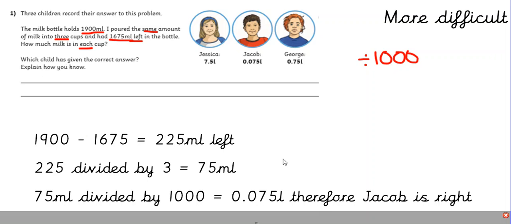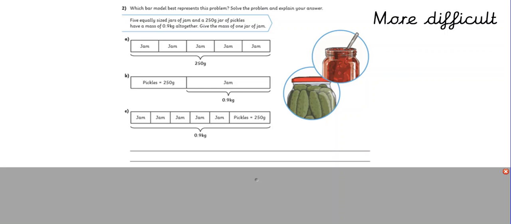And the explain how you know part is your working out. So as long as you've done the working out to get your answer, you've done the explain how you know. Well done if you got that one right. Have a look at this one.